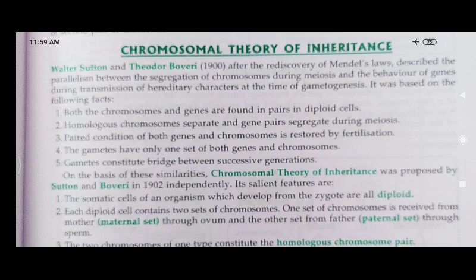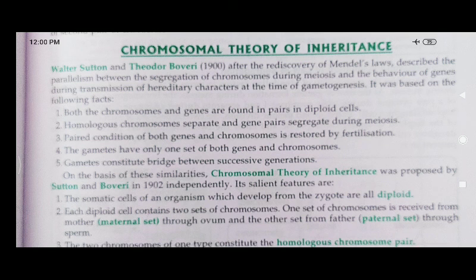What are the important features related with that one? The zygote is the diploid cell in any organism which is formed by fertilization, and during fertilization the zygote receives one maternal set of chromosomes from the ovum and one paternal set of chromosomes from the sperm. These two chromosomes of one type, which we get from each parent, together form a homologous pair of chromosomes.